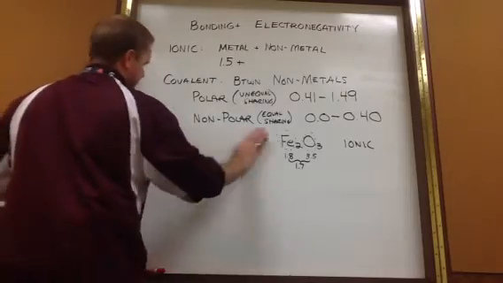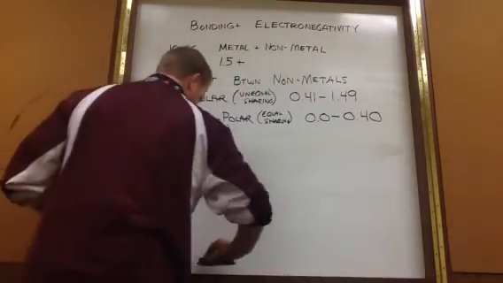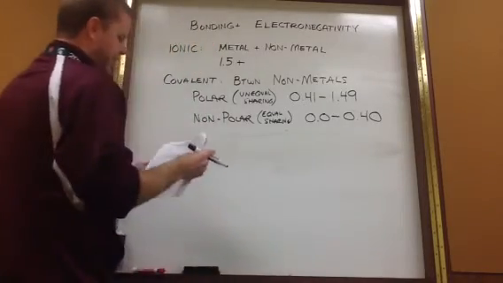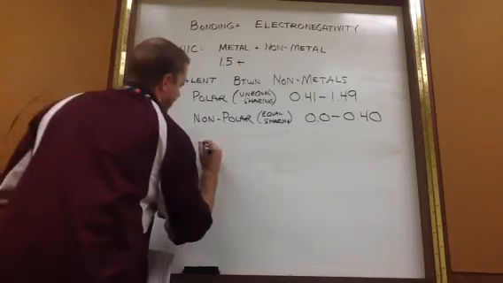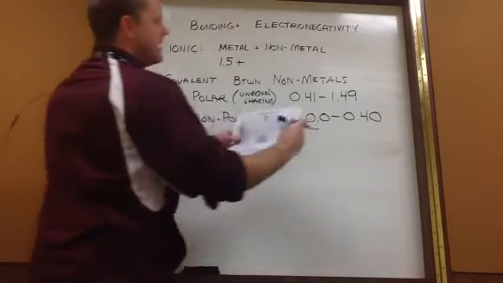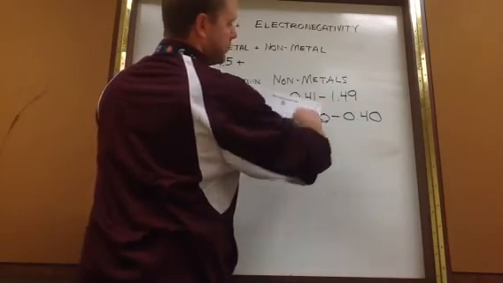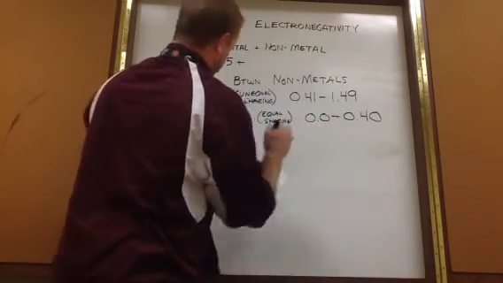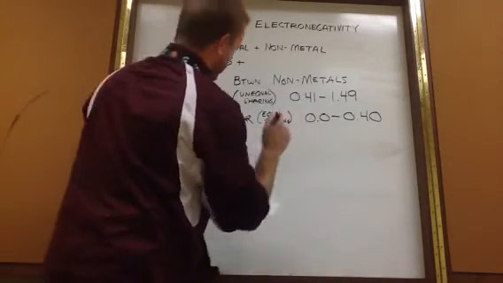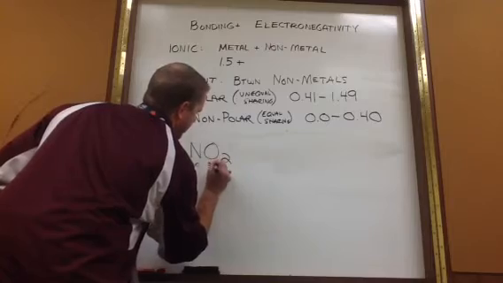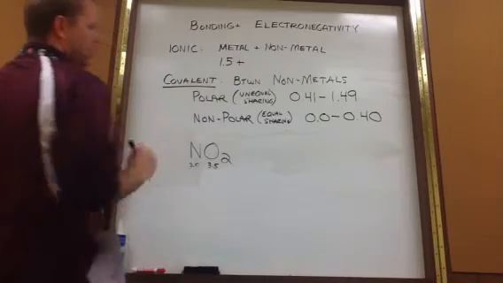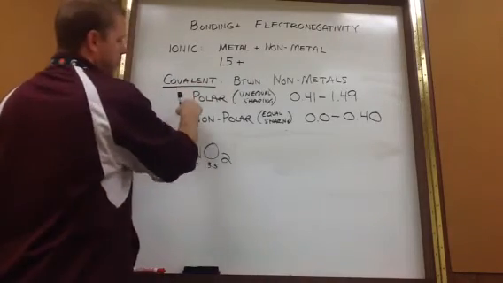Let's do another example. The next example, let's jump down to where it says NO2. Okay? So when we find nitrogen here, nitrogen, oh, we're to the right, so that's 3.0. And oxygen is also to the right, and it's 3.5. So now we have 2 nonmetals. It is now covalent. We got to figure out now, is it polar or nonpolar?